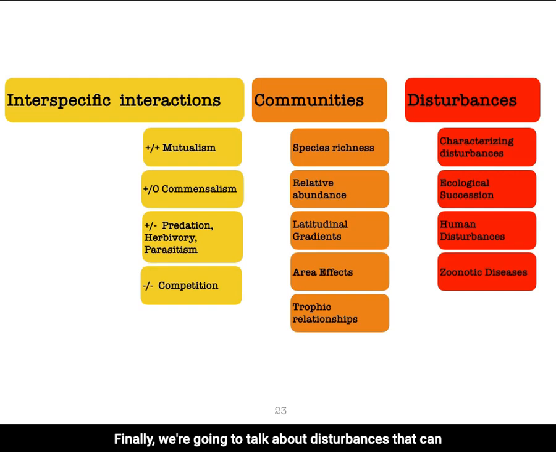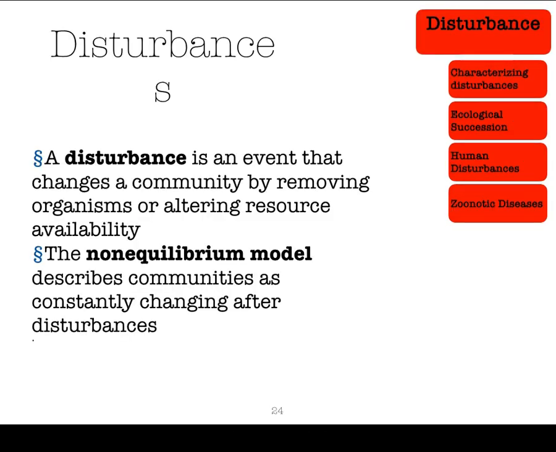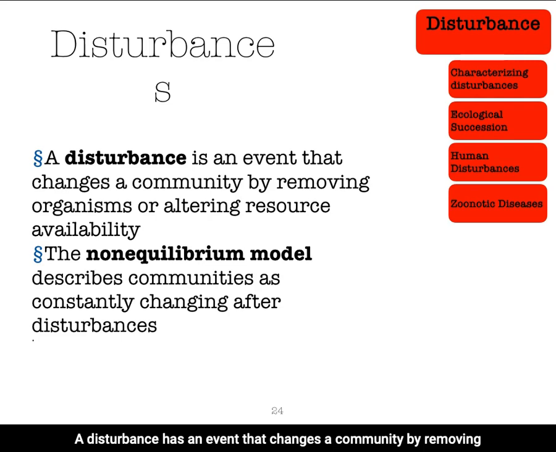Finally, we're going to talk about disturbances that can impact a community. A disturbance is an event that changes a community by removing organisms or altering resource availability. The non-equilibrium model describes communities as constantly changing after disturbances. Most ecologists favor the view that communities are in a state of equilibrium. The balanced nature view focused on interspecific competition as a key factor for determining community composition and stability. Some ecologists argued that disturbances could keep many communities from ever reaching equilibrium.